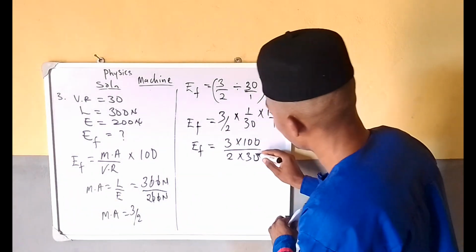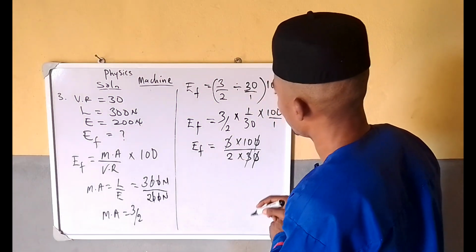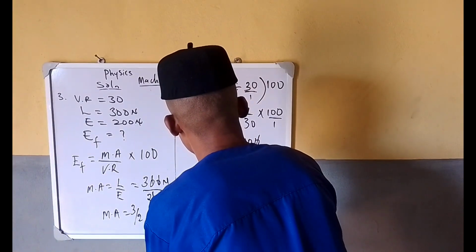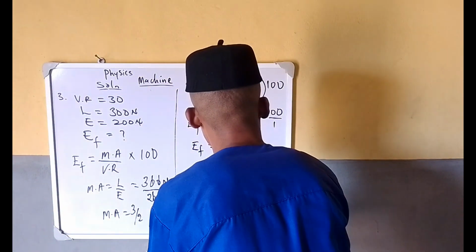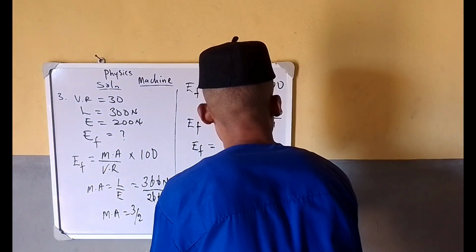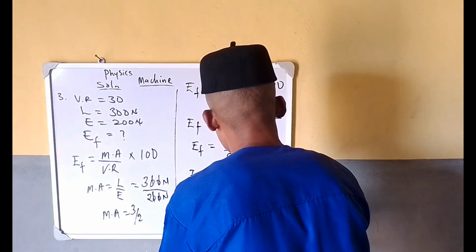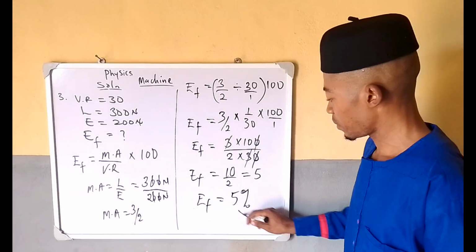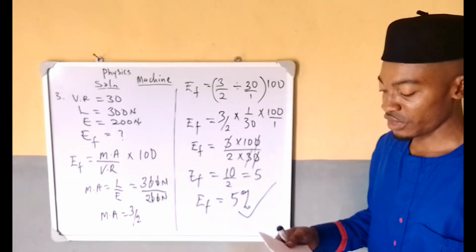So we are going to have this 0 here cancel this, these 3 here cancel these 3. We are left with the efficiency of the machine is 10 divided by 2, which is equal to 5. So our efficiency is 5%. The efficiency of the machine is 5%. That's how to solve the problem.